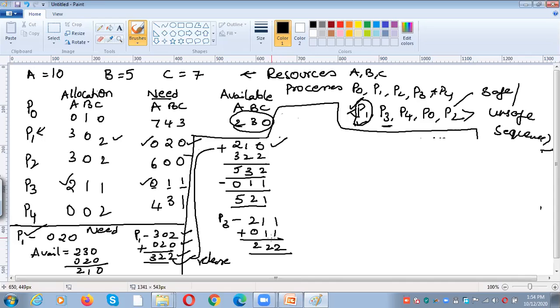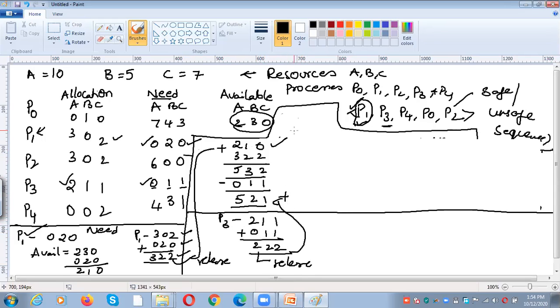2 2 2. After using these resources, what will the P3 process do? It will release all these resources, so those will be added to the availability. 5 2 1 is already available, and now 2 2 2 is added to the existing available resources. 7 4 3. So now 7 4 3 are available. Okay. P1 completes its task successfully and P3 completes its task successfully.